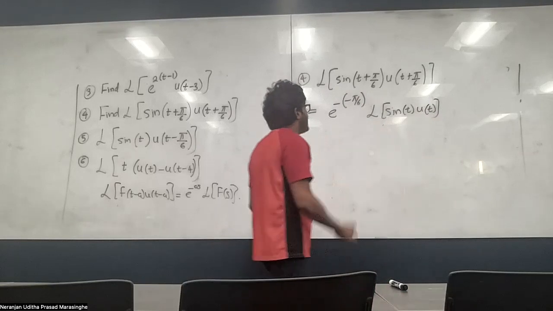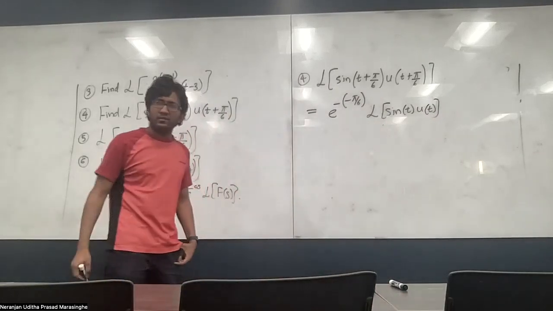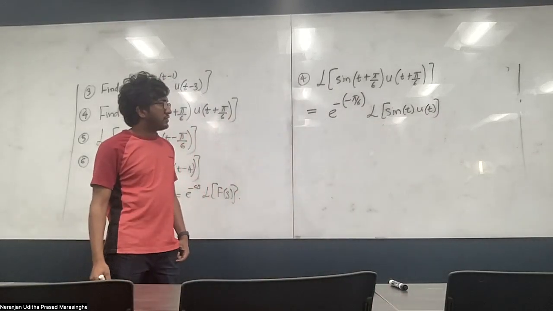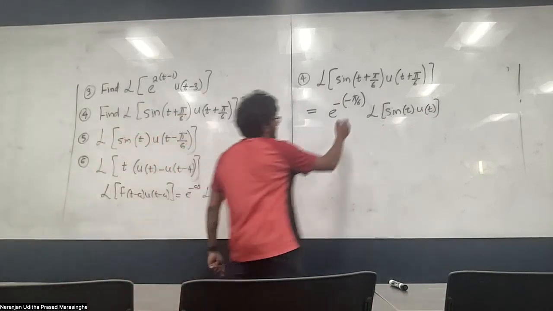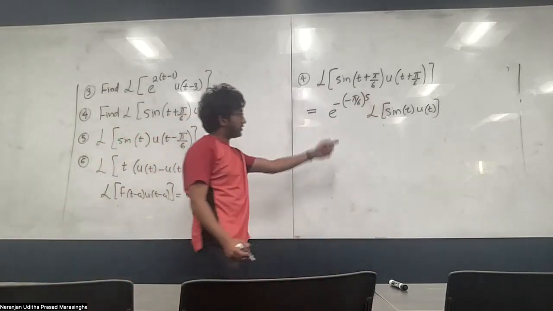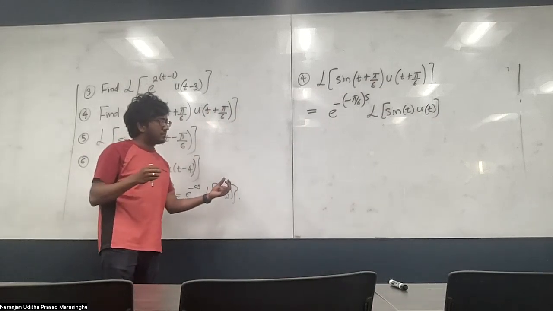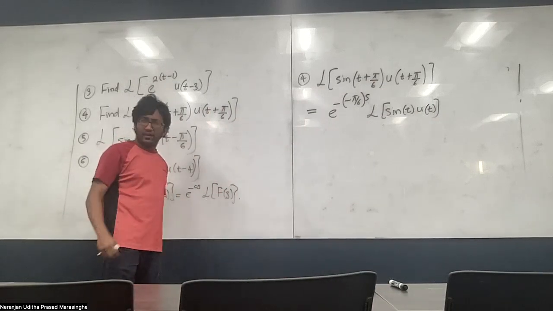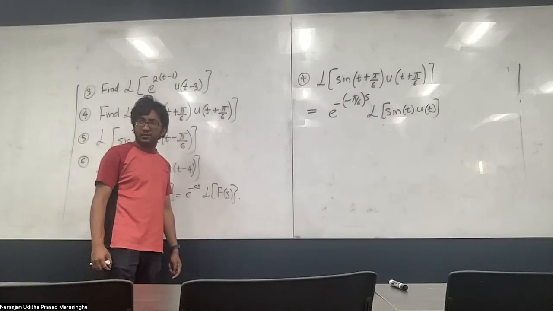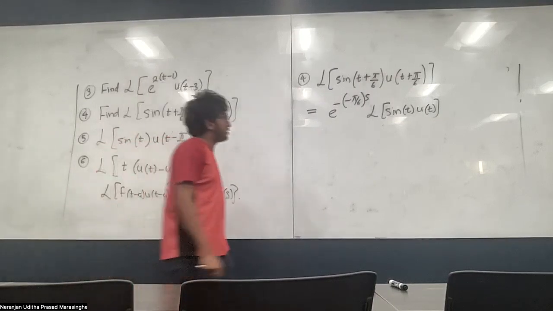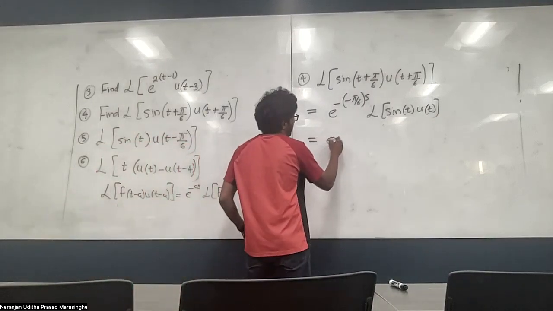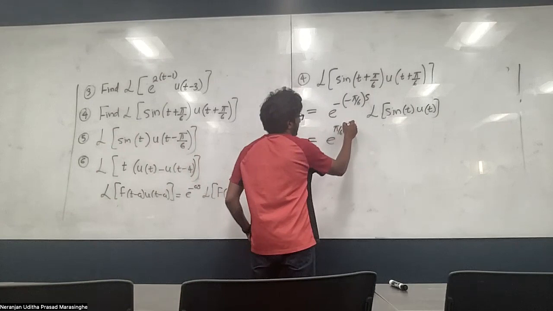Okay. What is the Laplace of sine t? It's e to the pi over 6 s times Laplace of sine t. What is the Laplace of sine t? That is 1 divided by s square plus 1. Right. You can use tables for them, right? You do not need to memorize.